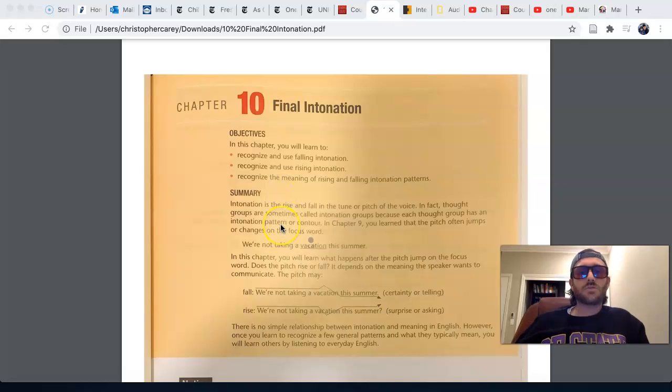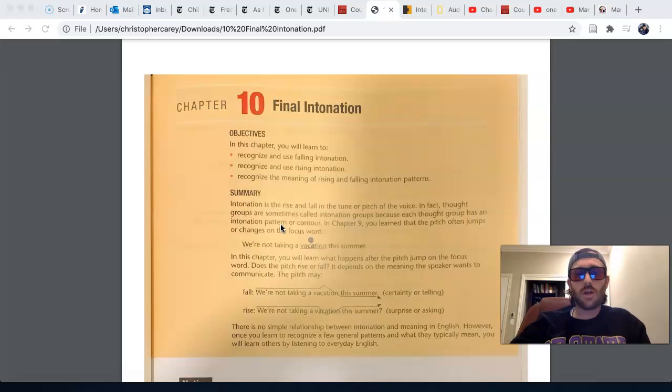Intonation is the rise and fall in the tune or pitch of voice. It's similar to the rhythm that we create with stressed and unstressed syllables, right? We talked about that in chapter 7 of this particular course. Thought groups are sometimes even referred to as intonation groups because each thought group has what we would refer to as an intonation pattern, this rising and falling pattern.